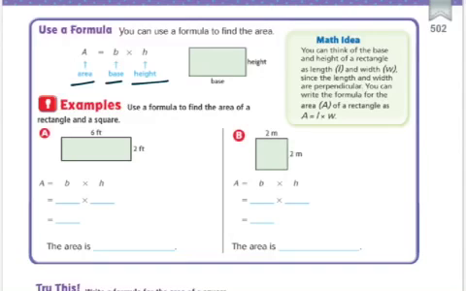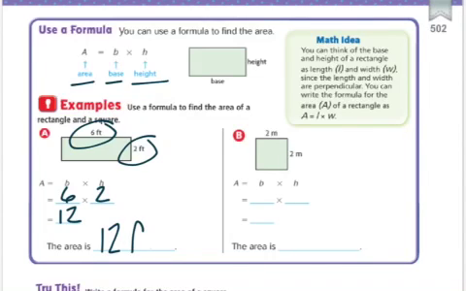And again, it really doesn't matter which one you choose as your base and your height as long as you're multiplying your numbers together. So we have our base, we're going to go with 6, and our height of 2. And all we have to do is multiply those together. 6 times 2 is 12, so our area is 12 feet. Again, important that we use whatever unit of measure they have. In this case, it is feet.